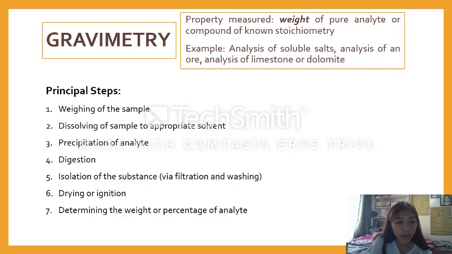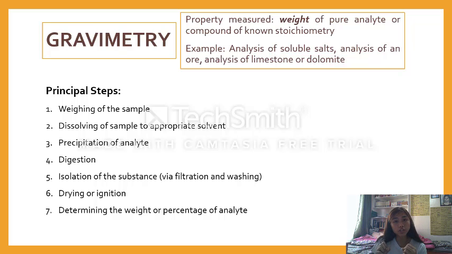So weighing of the sample. With that we know the weight of our sample, and that is useful in our computation later on. After which we dissolve our sample in the appropriate solvent. After the sample is dissolved in the solvent, we then add the precipitating agent to induce precipitation of the analyte, which is the third step. After which we leave the solution, and thus it undergoes digestion.